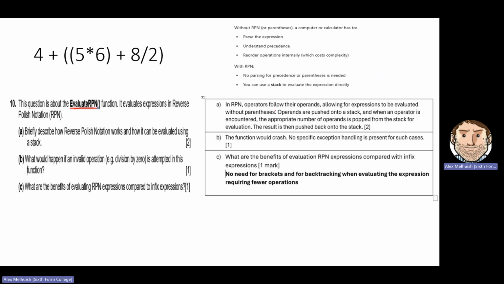And I gave the first mark for highlighting the fact that once it's in RPN, obviously we don't need the parentheses anymore. So there's no need for the brackets. So that was where the first mark point was. And then just really describing how it's working. So obviously you push your operands 1 by 1 onto the stack. And when an operator is encountered, you pop the previous 2 operands that have been pushed onto the stack. You apply that particular operator to those 2 operands, generate a result, and then push that result back onto the stack.